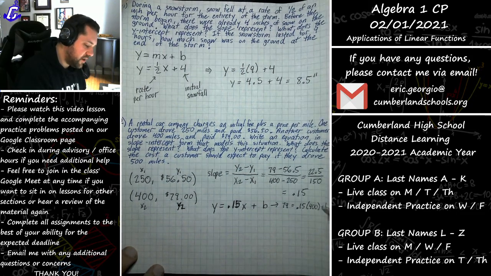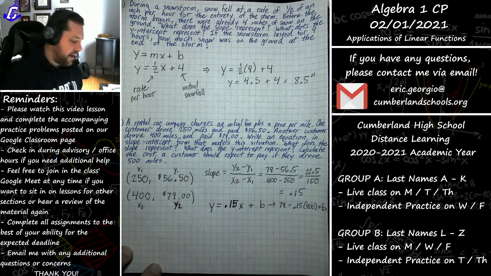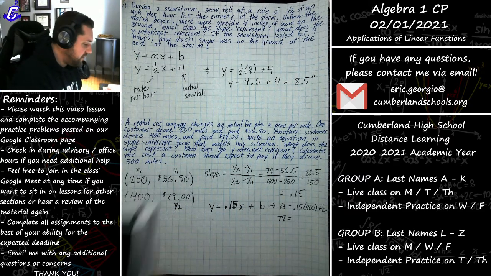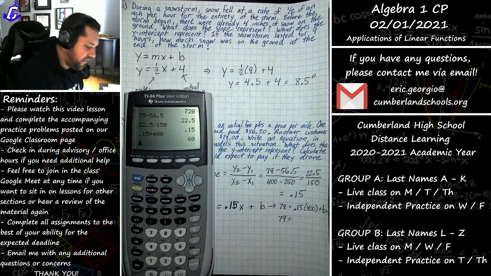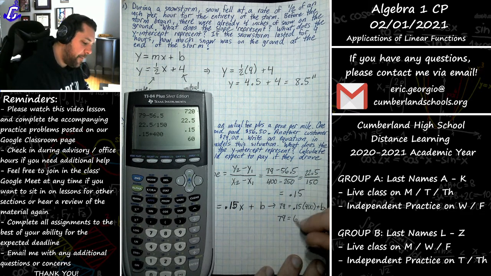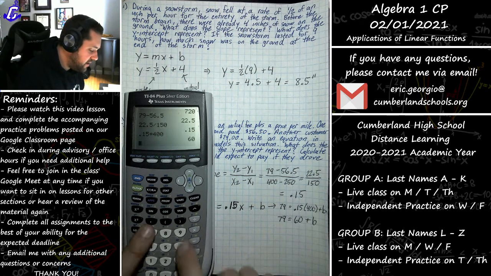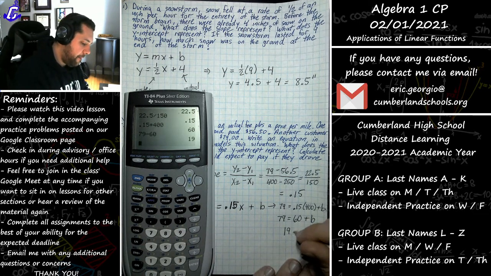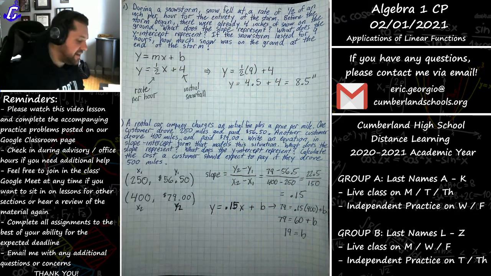Plus b. Let's see what we get. That means 79 should equal 0.15 times 400. I hope that works out nicely. Times 400. Look at that, it does. We get 60 plus b. And then just subtracting 60 from both sides, 79 minus 60 should be 19. So that means that the initial fee of renting the car is $19.